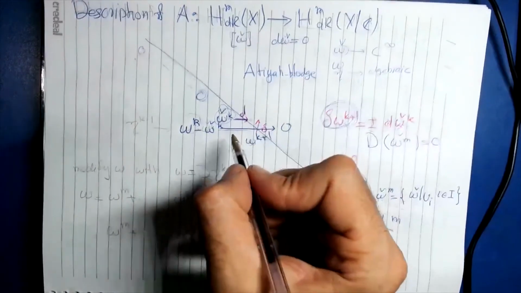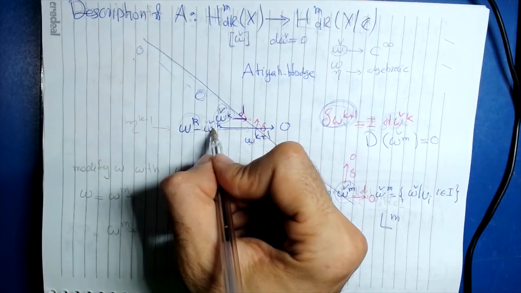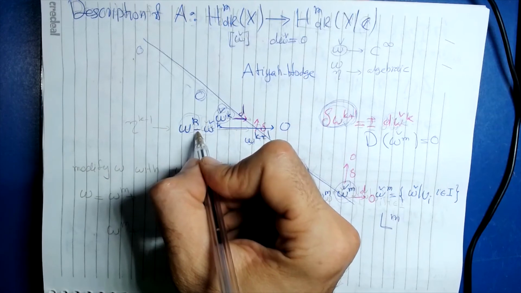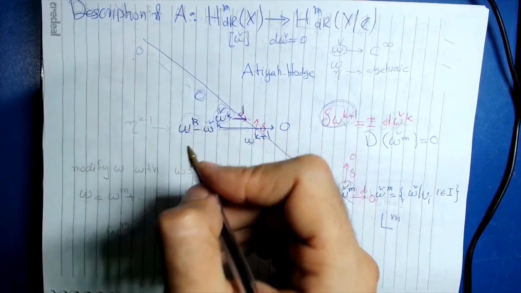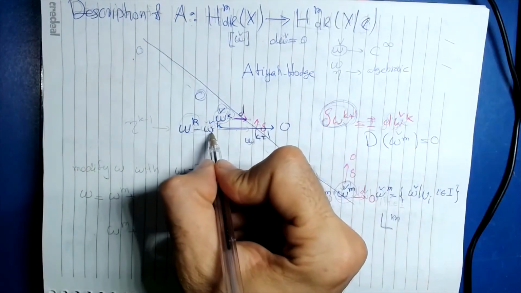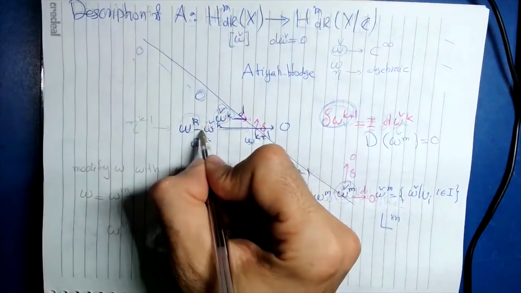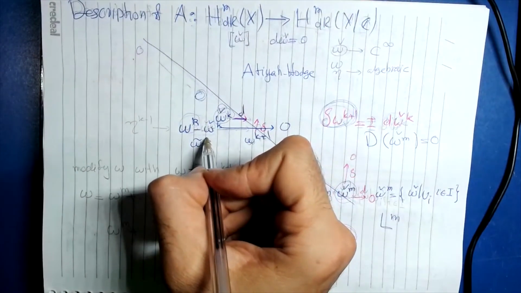Now, once again, we use the Atiyah-Hodge theorem. We have a closed differential form on an affine set. Here, the affine set is the intersection of m minus k plus 1 open sets. This is a closed differential form. And again, the second part of the Atiyah-Hodge theorem says that this differential form is represented by an algebraic differential form. So this means that there will be another algebraic differential form, omega tilde k, such that this and this represent the same element in the de Rham cohomology of the affine set.